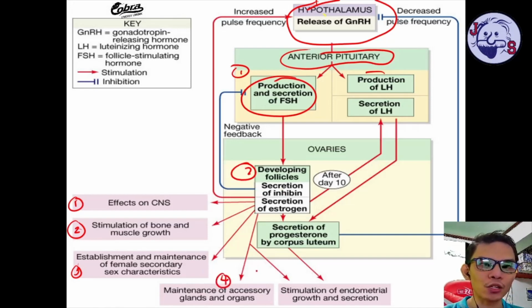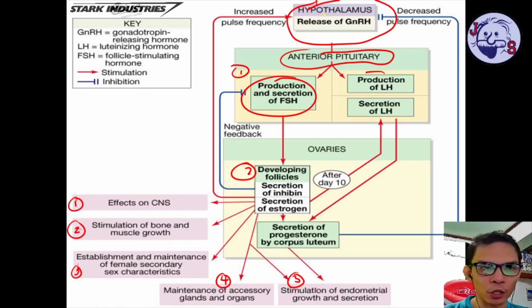That is one function of the estrogen. The next one is stimulation of endometrial growth and secretion. Before the progesterone does its job, it is the estrogen that primes the start of the growth of the endometrium. It starts the growth of the endometrium, but it doesn't maintain it. That is done by the progesterone.